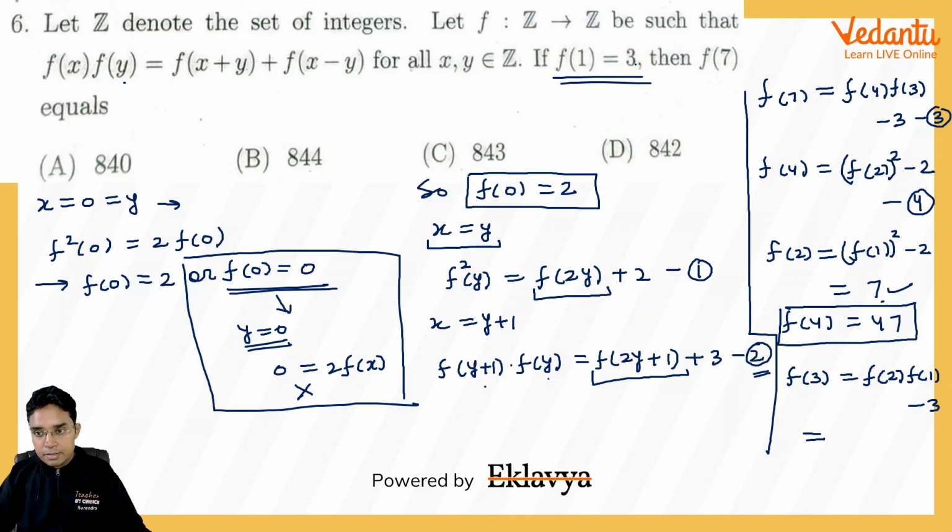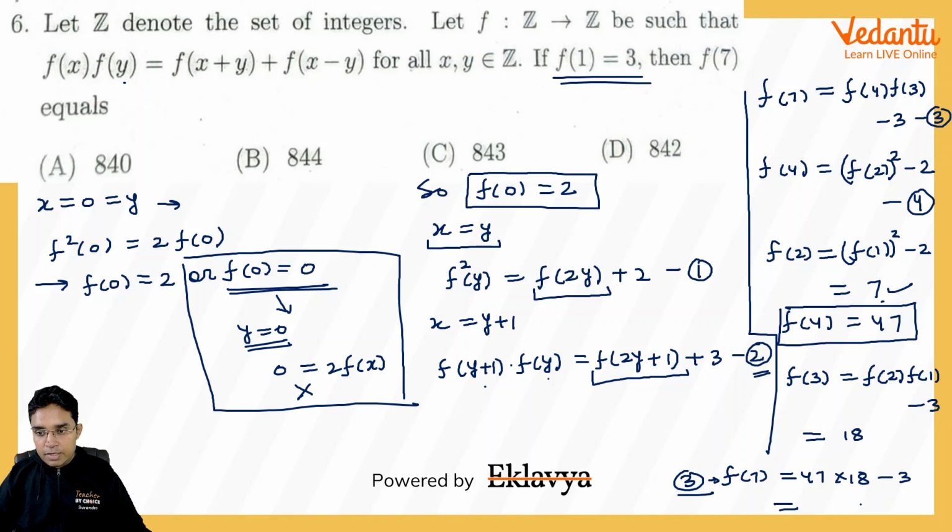f1 is given as 3. So 7 into 3, 21 minus 3, so it will be 18. So using relation number 3, my f7 will be using this third relation here. f7 will be f4, that is 47, into f3, that is 18, minus 3. Now just do the multiplication, we'll get the answer.